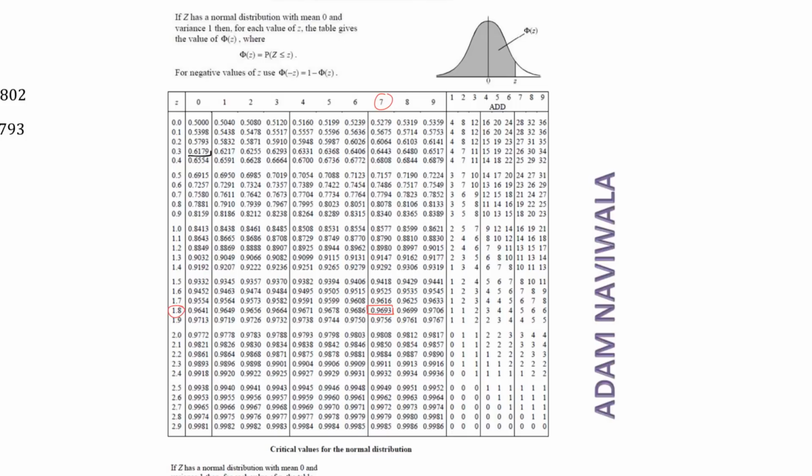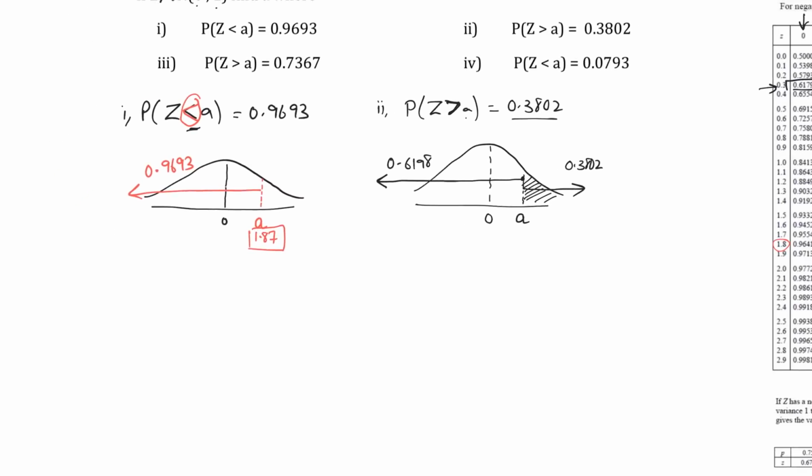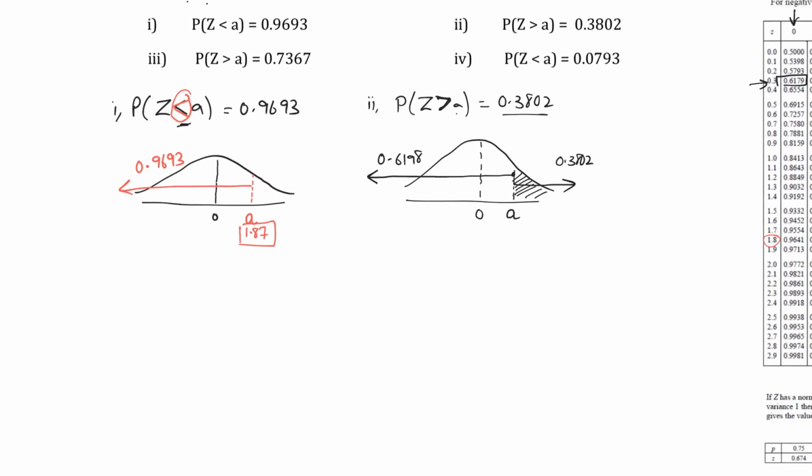So we have 0.6179, and we know that we have to add 19 to make it 0.6198. So the corresponding Z value is 0.3, 0 and 5. So for this part, the Z value comes out to be 0.305.